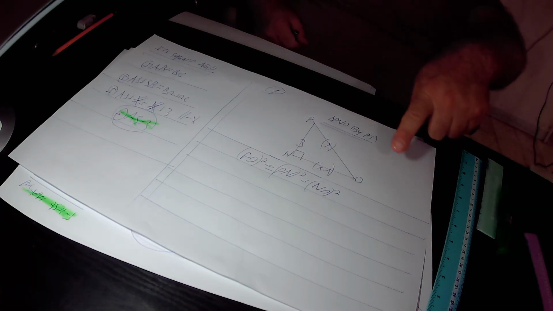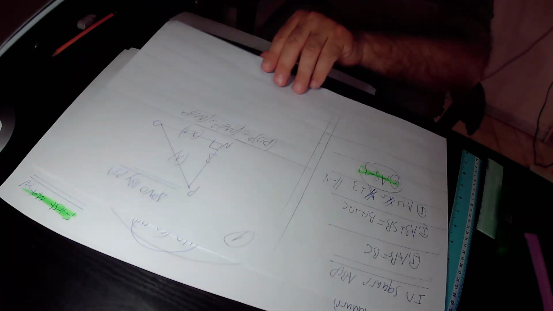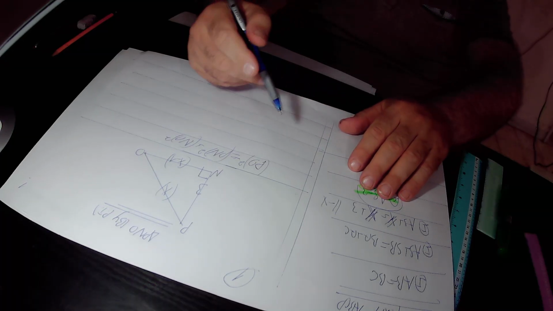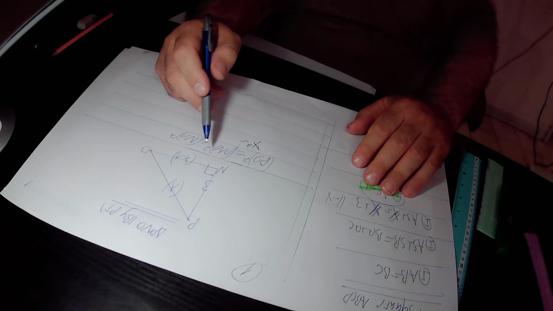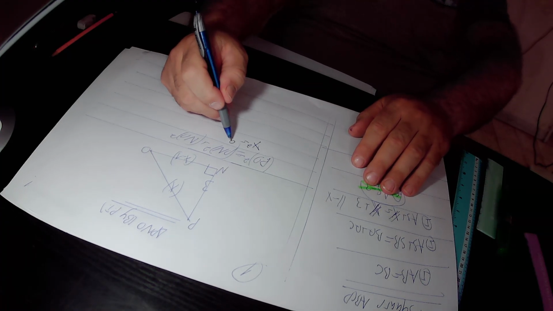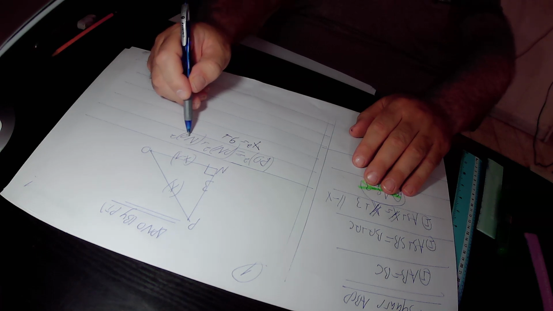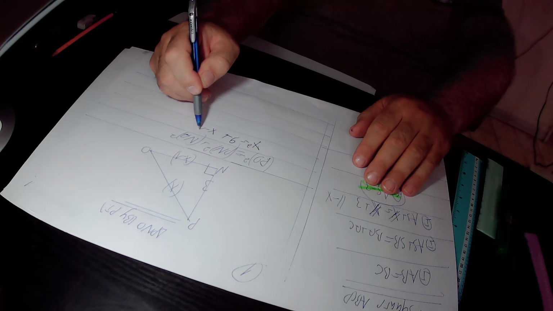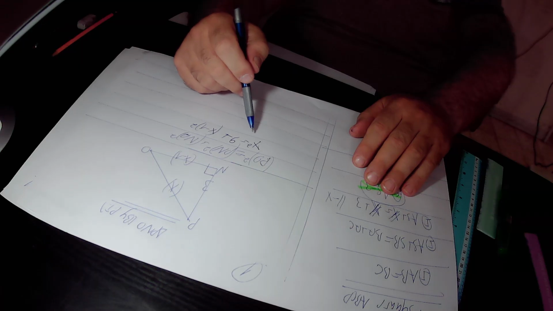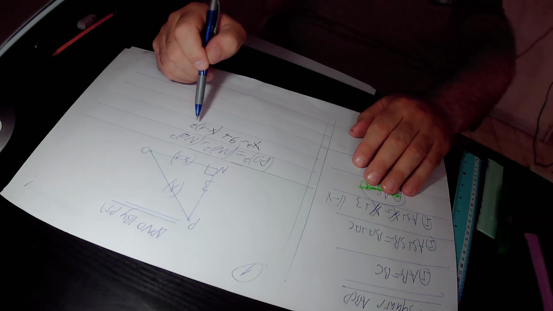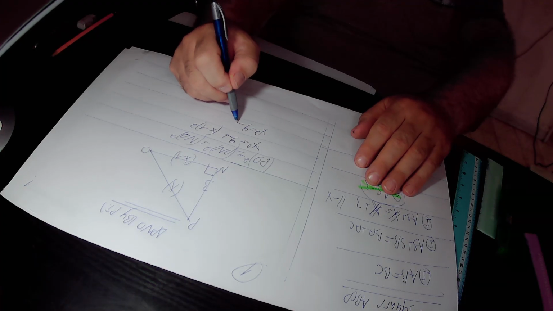PO is x, therefore PO squared is x squared. And it is equal to PN squared. PN is 3, therefore PN squared is 3 squared, that is 9, plus NO squared. NO is x minus 1, therefore NO squared is (x minus 1) squared. So in total, according to the Pythagoras theorem, in triangle PNO we found out that x squared equals 9 plus (x minus 1) squared.